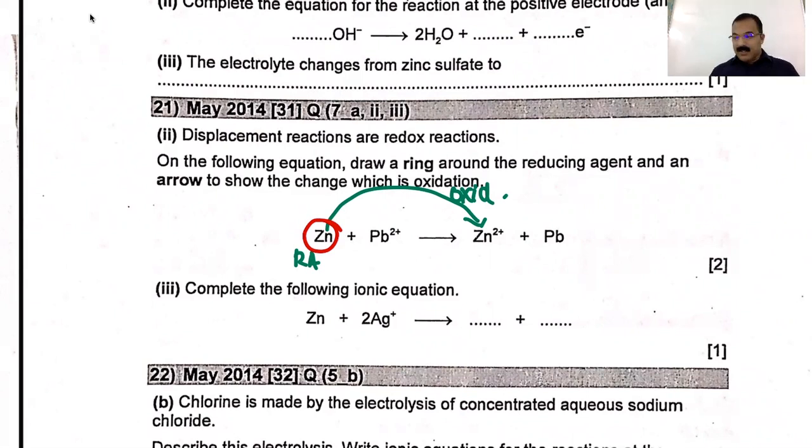Complete the following ionic equation. Zn plus 2Ag+ gives... Of course, zinc is more reactive, so zinc will displace silver: Zn2+ plus 2Ag. Zinc ions always have a 2+ charge.